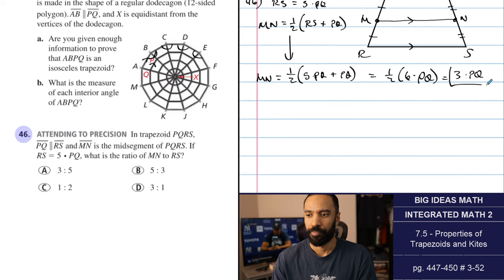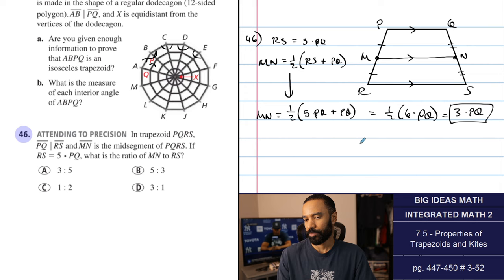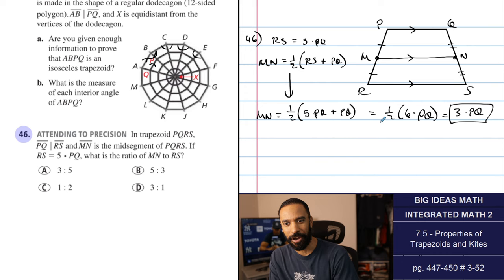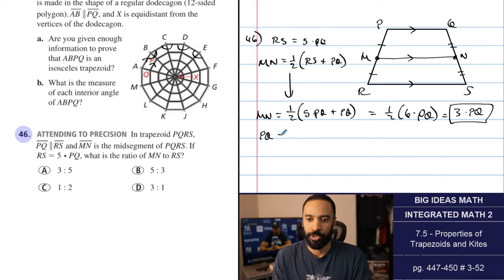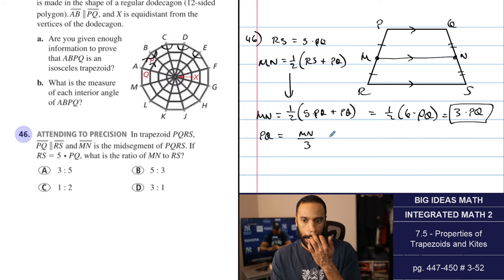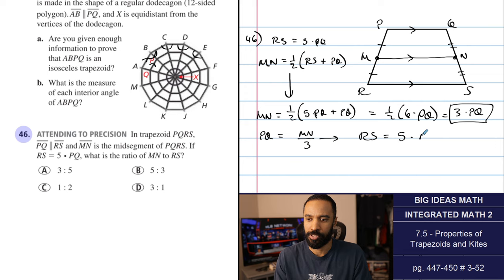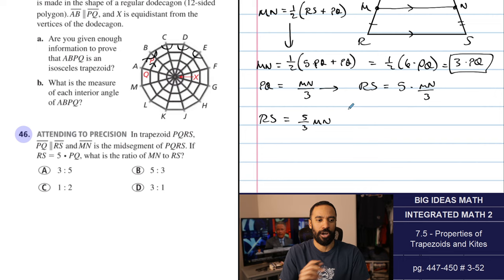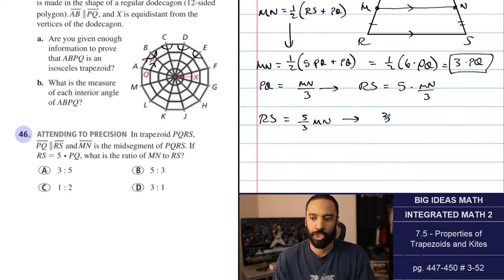What is MN to RS? So if MN is 3 PQs and RS is 5 PQs, I don't know why I'm having so much trouble with that now. What do I substitute? So PQ is MN over 3. Therefore, RS is 5 times MN over 3. Or RS, sorry about the writing, is 5 thirds that of MN. What is the ratio of MN to RS? 5 to 3 or 3 to 5? Let me multiply one more time. 3 RS's is 5 MN's.